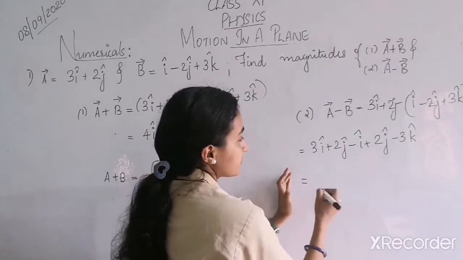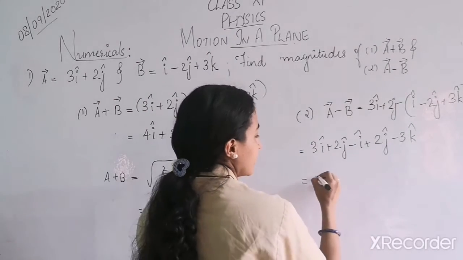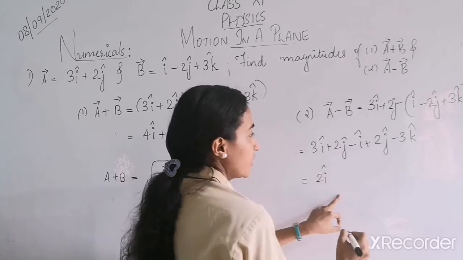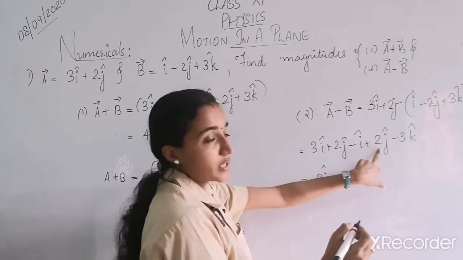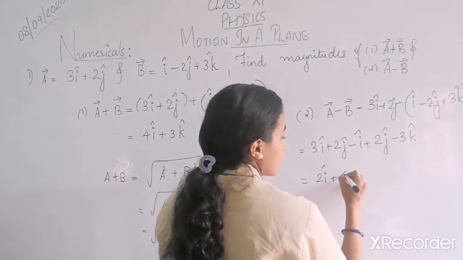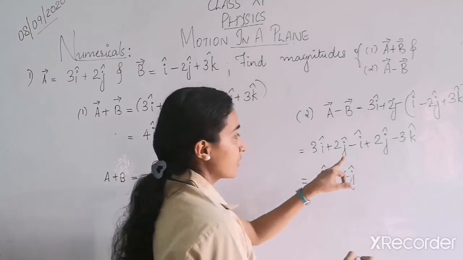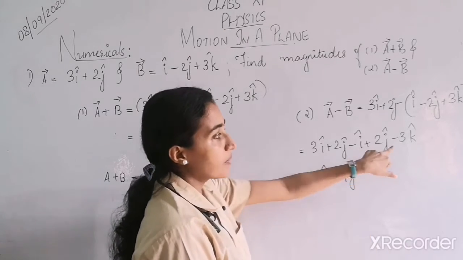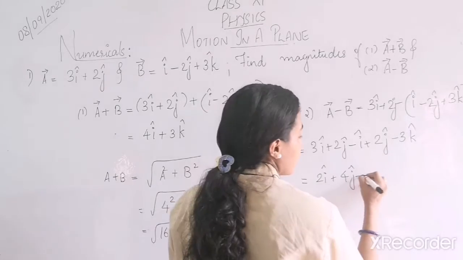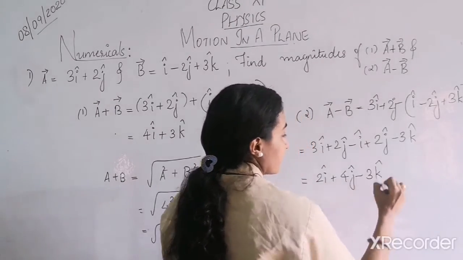Correct? Now this one, 3i minus i, it will be 2i. Now plus 2j plus 2j, it will be 4j. Then 0k minus 3k, it will be minus 3k.